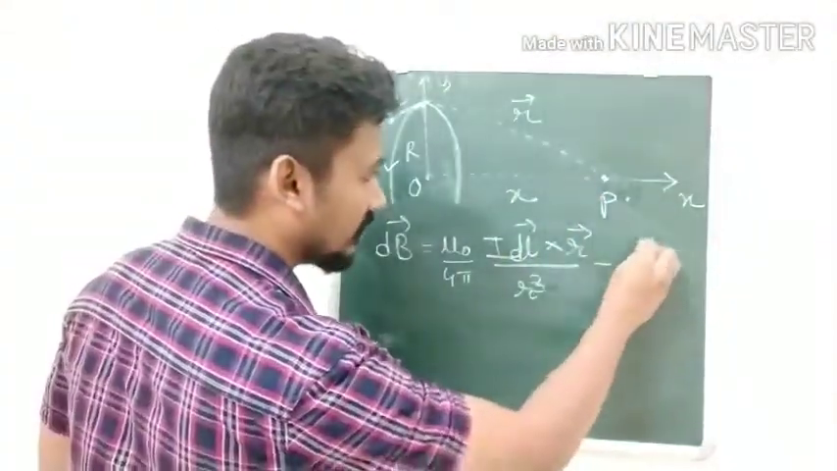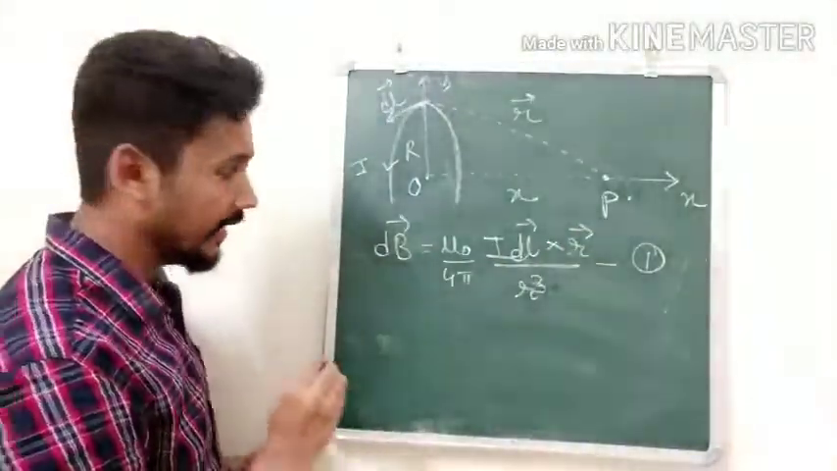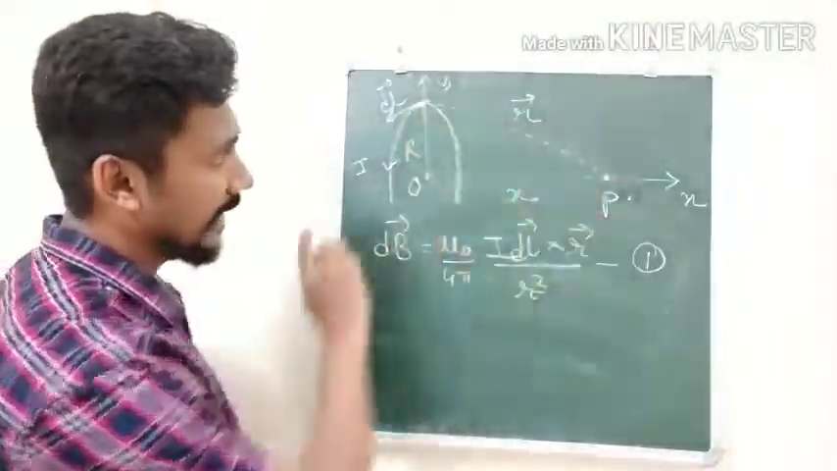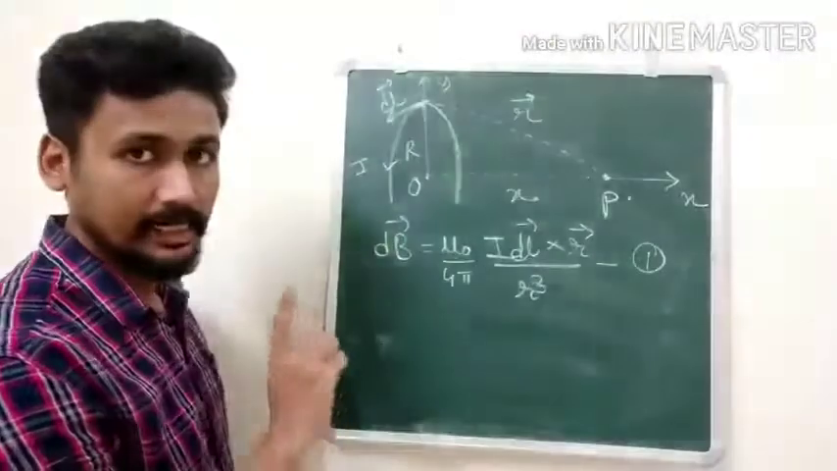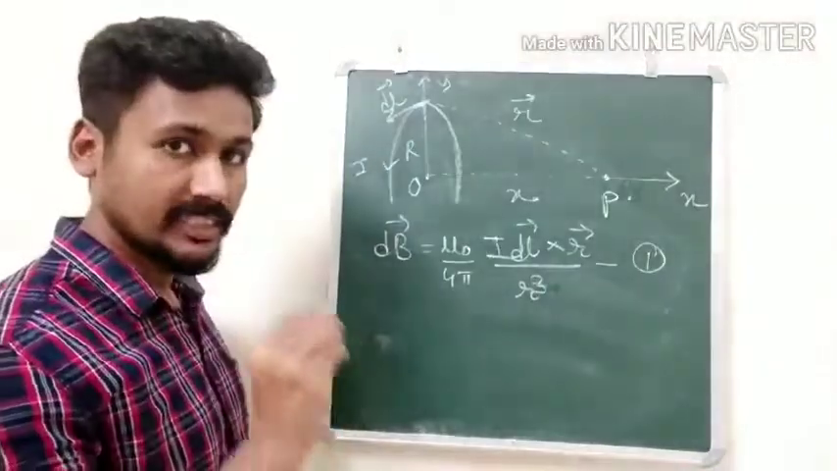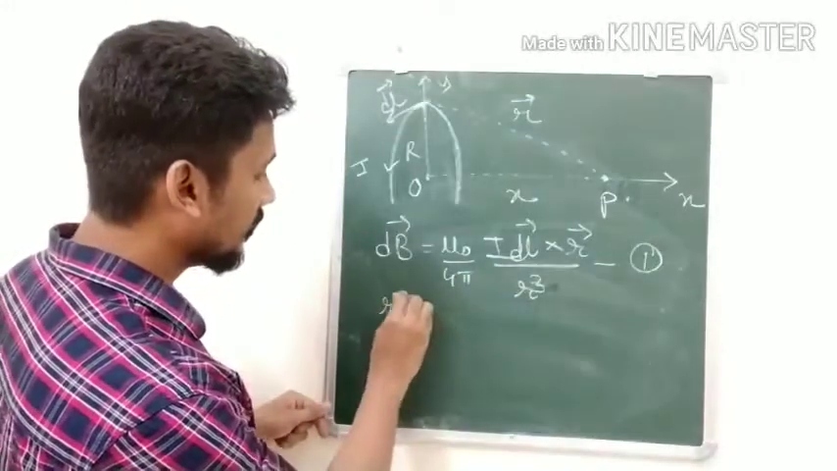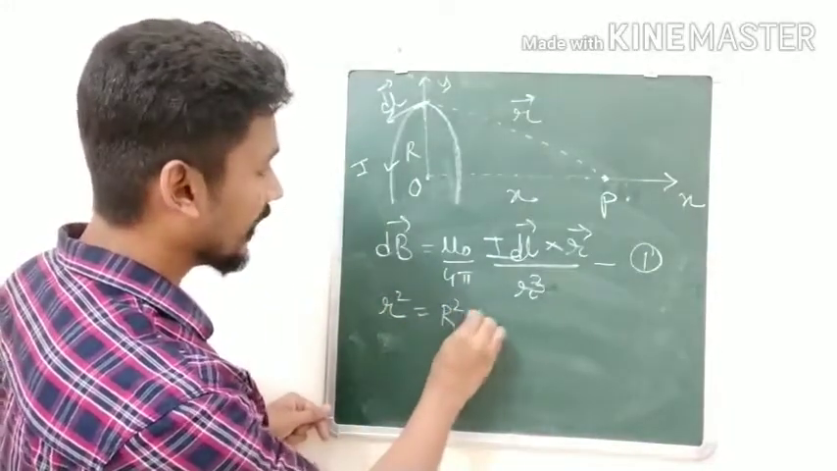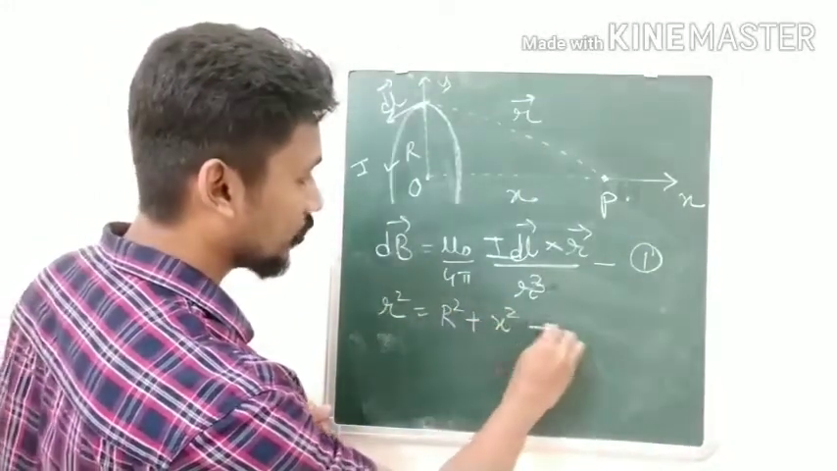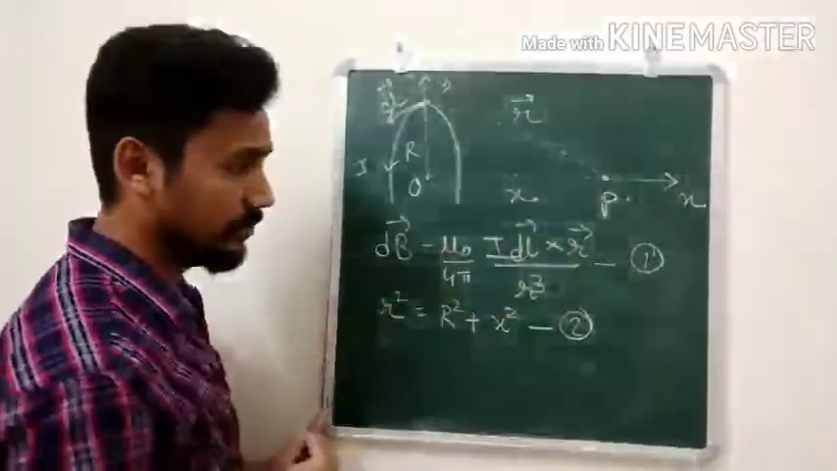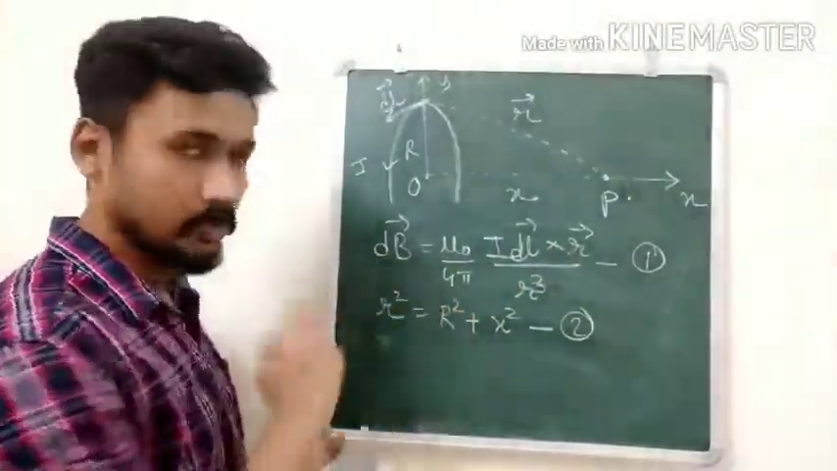Let us call this equation number 1. Now, if you look at the diagram, you can see we can apply the Pythagoras Theorem. So using the Pythagoras Theorem, we can write r square is equal to capital R square plus x square, and we can call this equation number 2. Make a note of both these equations.